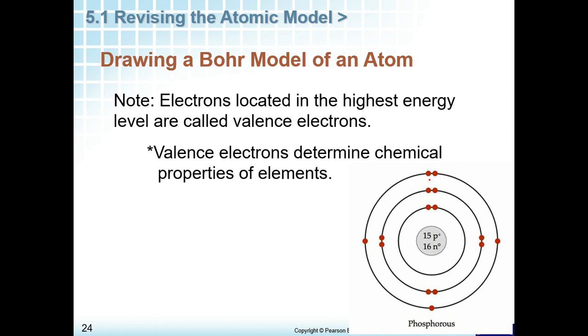Now note that the electrons in the highest energy level, which is your outermost ring, these are called valence electrons. So for example, our phosphorus has 2, 3, 4, 5 valence electrons. And these are actually important because they determine the chemical properties that we see in elements.